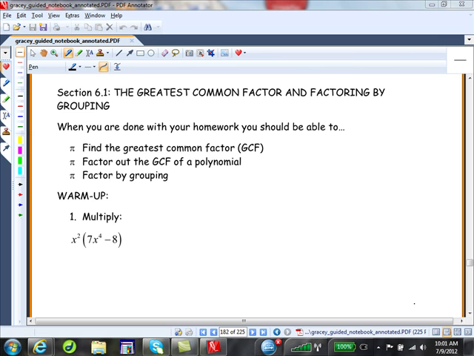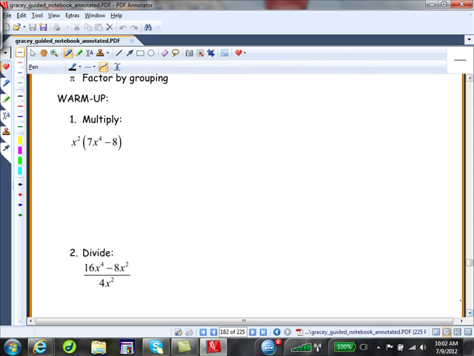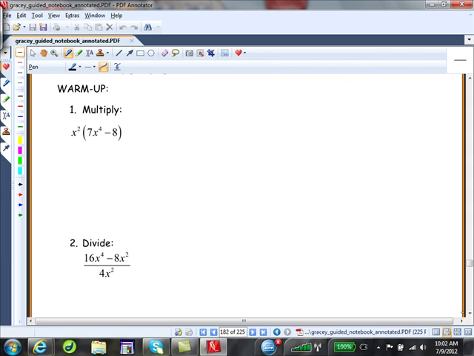Factoring by grouping is a hugely important skill, especially when we are learning how to factor trinomials. Right? So let's warm up, pause the movie, and we'll see how you did. On your mark, get set, go! You can do it.